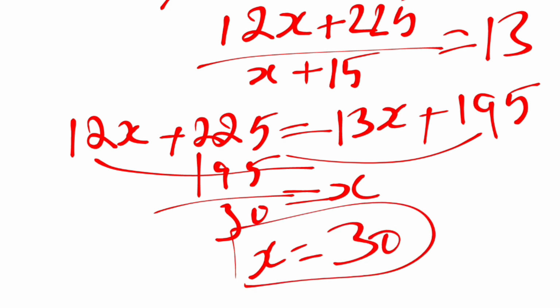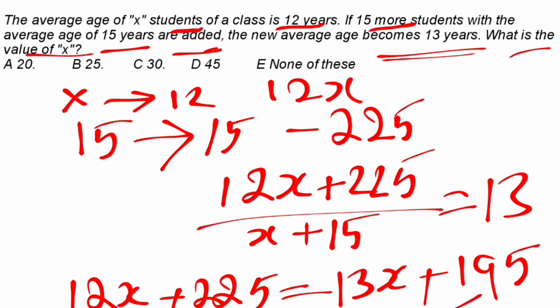How many members in the X value? What is the value of X? 30. Option C is the right answer.